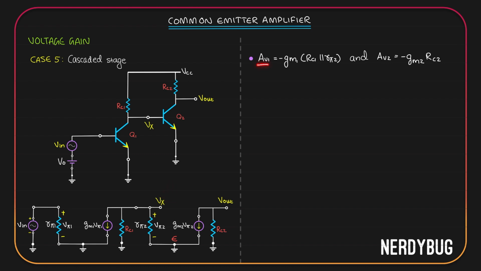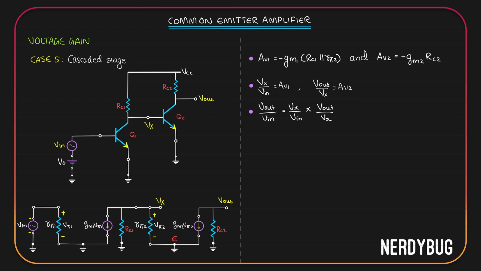So AV1 is actually Vx by Vin. For the second stage, output is V out, input is Vx. So its gain is V output divided by Vx. The ultimate gain of the cascaded stage will be the final output divided by the original input, V out divided by V input. To get that, we simply have to multiply these two.